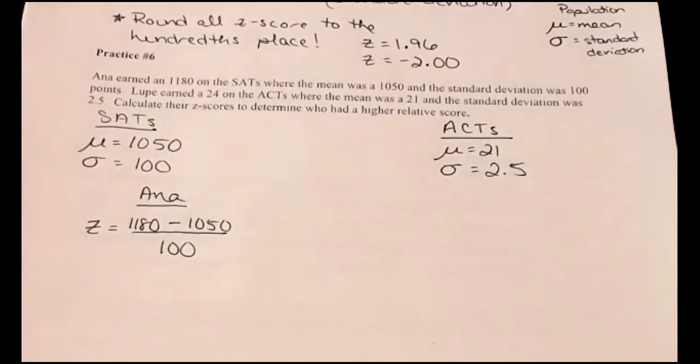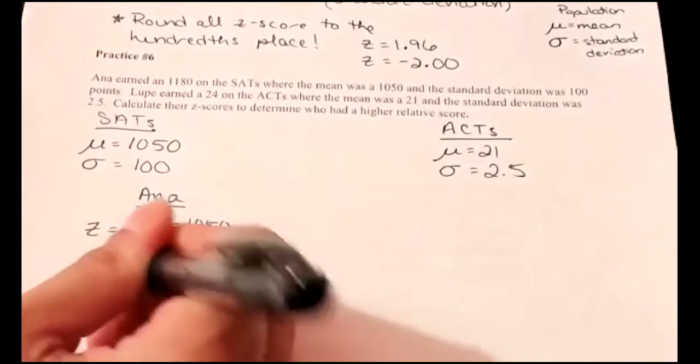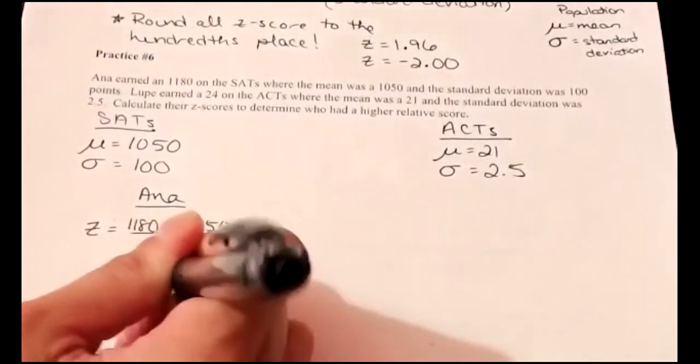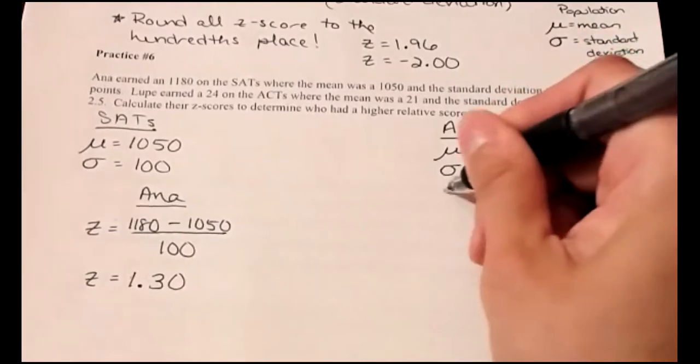Good. Go ahead and punch this into your calculators. And then when you can, please give me your z-score to 2 places after the decimal. 1.30. Yes, perfection. 1.30. So now we have Anna's standardized score. Let's work on Lupe's score.